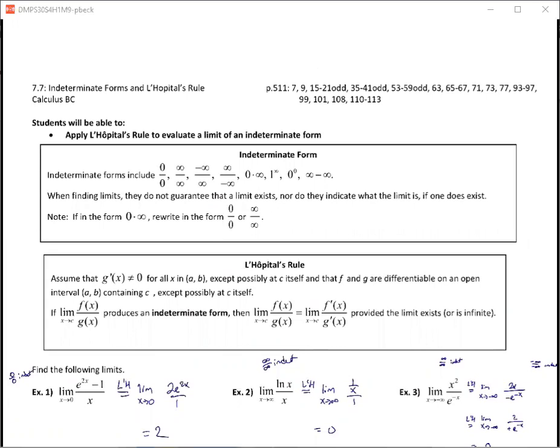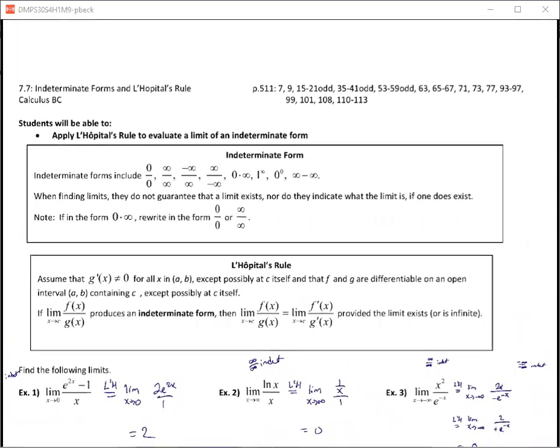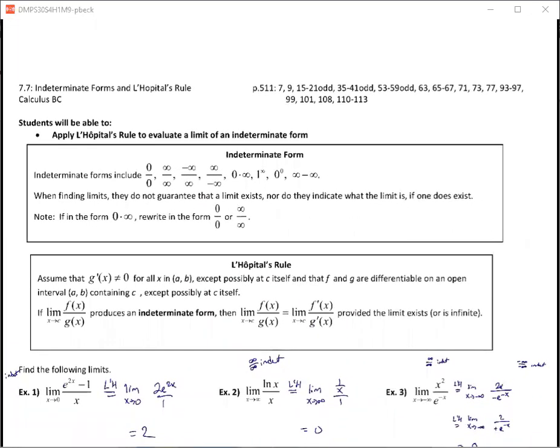So let's get started. If you remember back in chapter 1, we talked about different limits, and we had something like the limit as x approached 3 of x squared minus 9 over x minus 3, where if we tried to plug in the 3, we would get what's known as an indeterminate form, 0 over 0. As 0 over 0 is indeterminate, we had to figure out another approach to this problem.